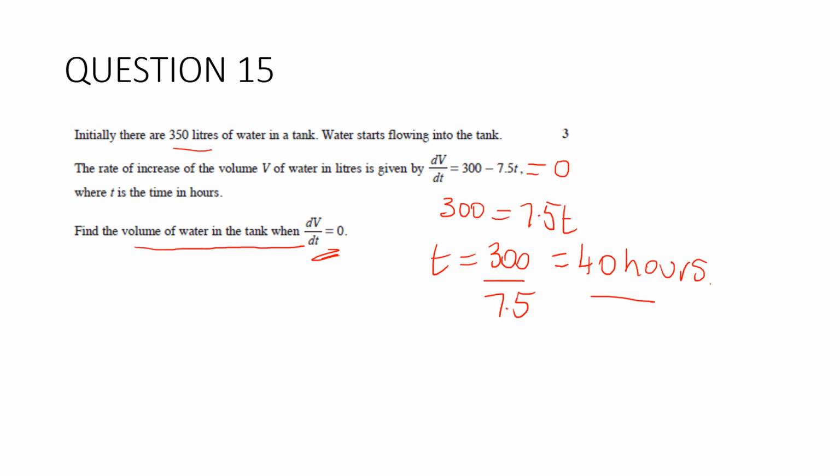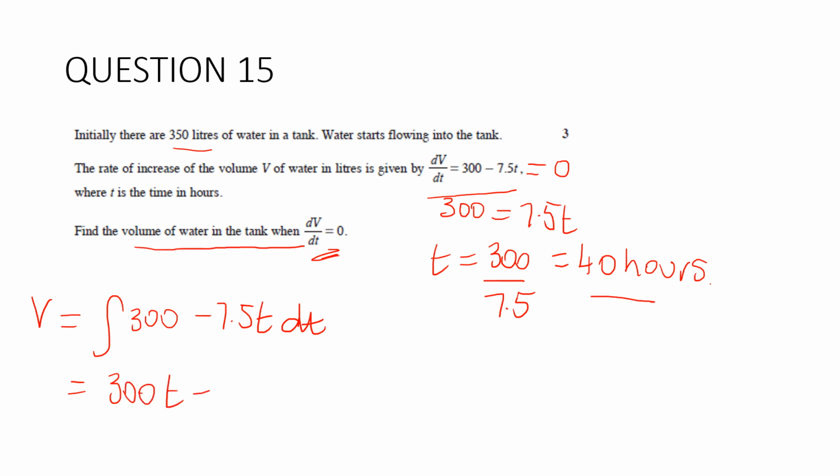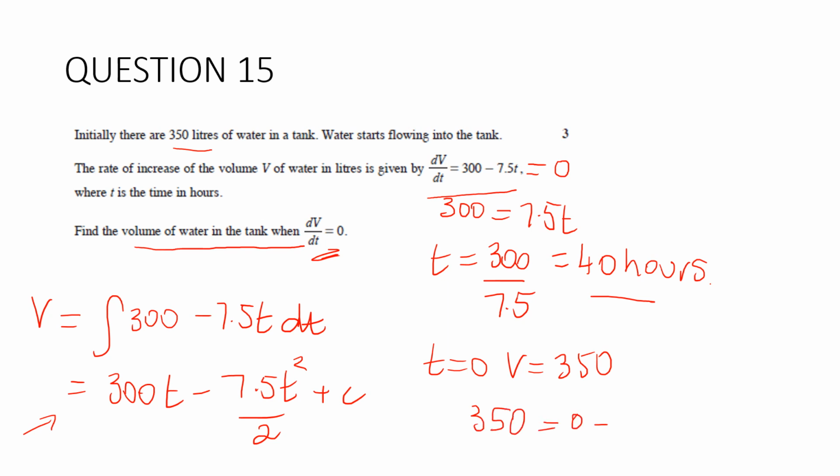Okay, so we need to integrate this. So V is going to equal the integral of 300 take away 7.5t dt, which is 300t minus 7.5t squared on 2 plus C. Let's resolve the constant. Initially, so when t is equal to 0, V is equal to 350. So if we substitute that into here, we're going to get 350 is equal to 0 take 0 plus C. C is equal to 350.